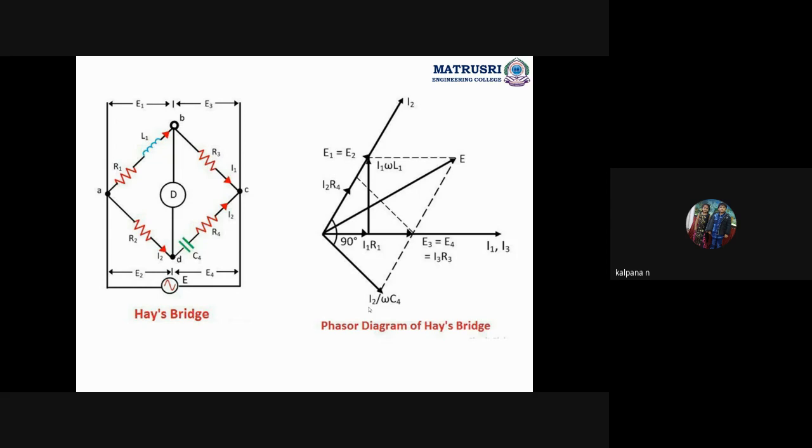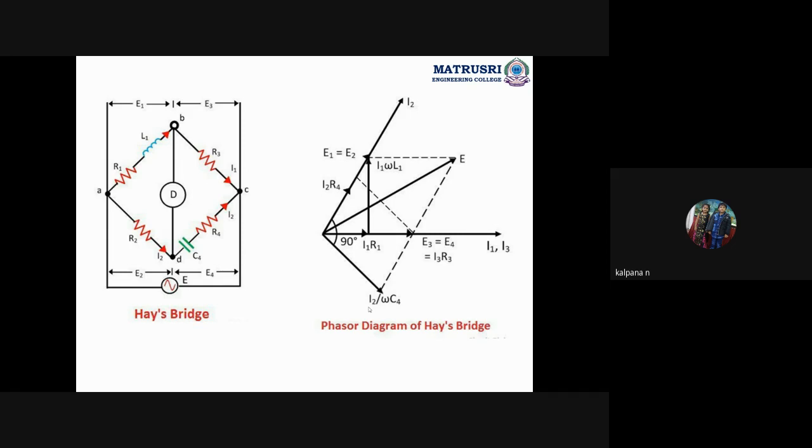The Hayes bridge also consists of 4 arms or branches, and the 4 branches have some impedances. Branch AB is the unknown value: L1, the unknown inductance to be measured, with series resistance R1. R1 is also to be measured. R3 and R2 are the standard fixed resistances, and R4 is also a standard fixed resistance. C4 is a standard capacitor.